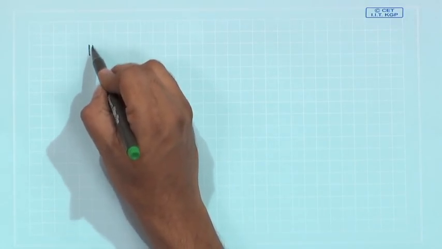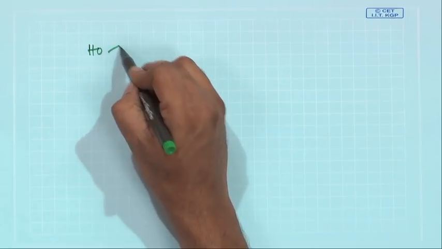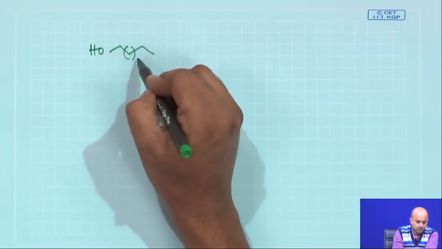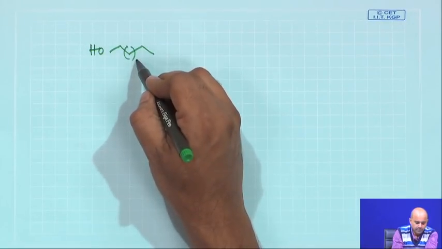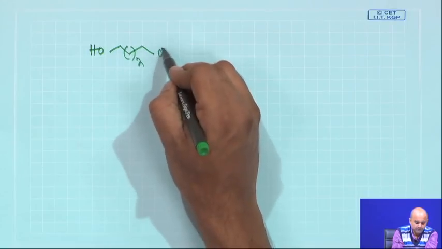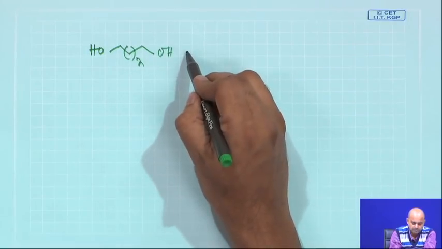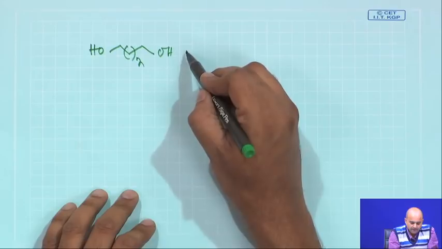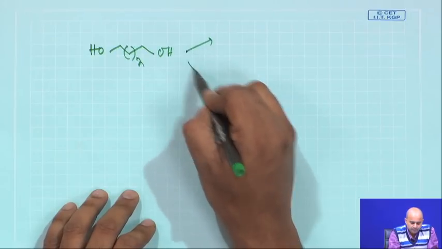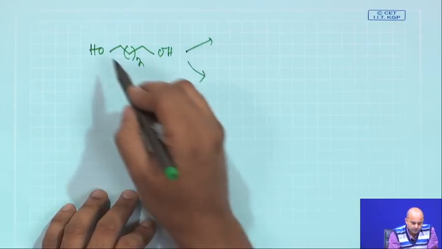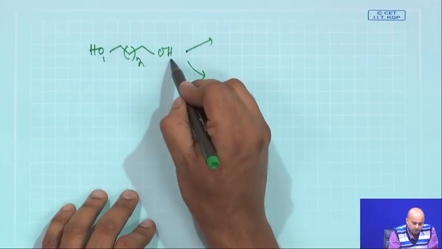Now, next I will try to give you a very simple diol problem. I said you have this diol with OH1 and OH2.